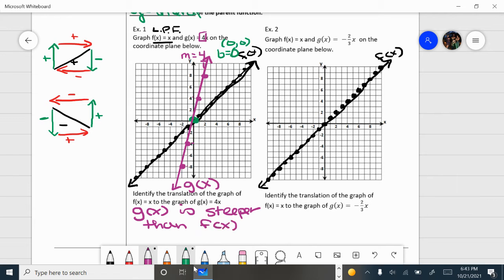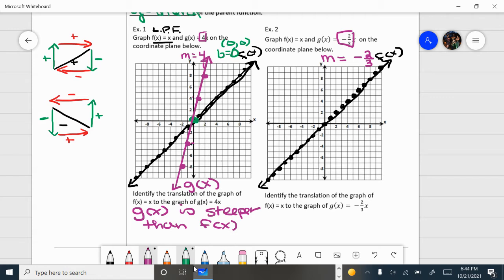Now, what you might also want to pay attention to here, we'll come back to this in a minute. Why is it steeper? What makes it steeper? So think about that as we move on to this next one, and let's see if this one is also going to be steeper than our f of x. All right, so for our next example, example 2, our slope is negative 2/3.